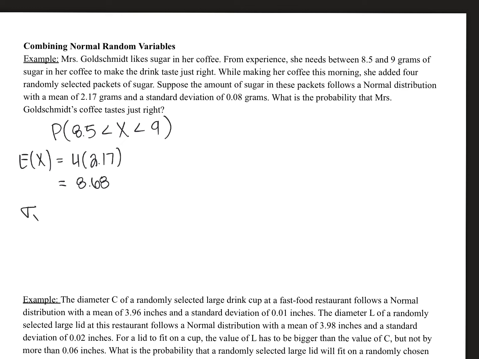We also need to recalculate our standard deviation. So the way we do that is we take the square root, and we take our standard deviation, we multiply it by 4, and we square it. So we're going to do 4 times 0.08 squared, and then we're going to take the square root of that number. And we're going to get a new standard deviation of 0.16.